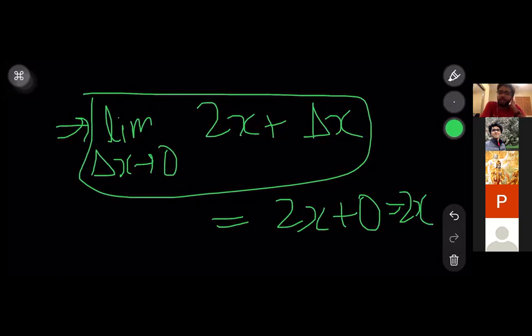Just think about it logically, right? So we have 2x plus delta x. Now we are saying delta x goes to 0. So what will happen to the whole thing? You have a number 2x, you're adding another number delta x. That other number is getting smaller and smaller and smaller. So you'll eventually be left with only 2x, which is the answer.